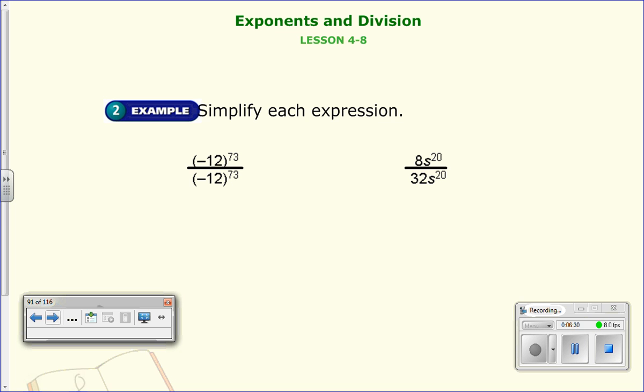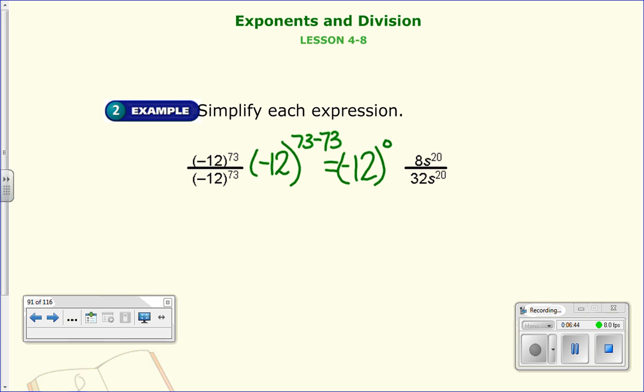So now we have this one. Well, we can take a look again. Negative 12 to the 73rd power minus, well, exponent is 73. We get negative 12 to the 0th power. Well, anything to the 0th power is just 1. That's our answer.